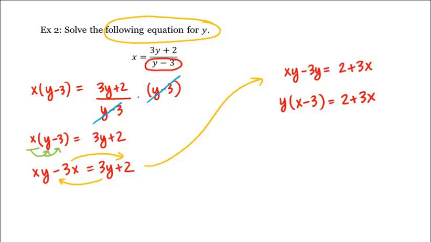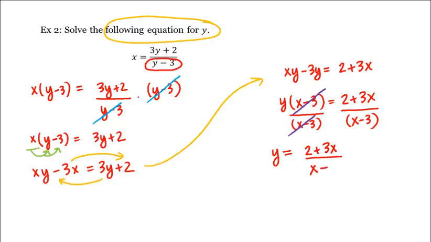And now let's divide both sides of the equation by x minus 3. And the x minus 3's on the left will cancel, and we're assuming here, of course, that x does not equal 3, which leaves us with our answer of y is equal to 2 plus 3x divided by x minus 3.